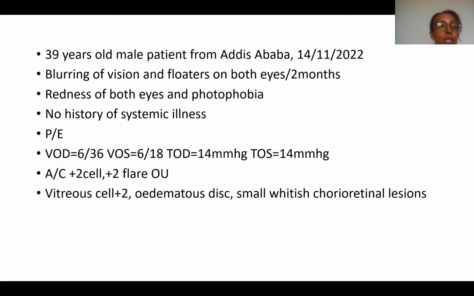On physical examination, the visual acuity in the right eye was 6/36, the left eye was 6/18, and intraocular pressure was 14 millimeters of mercury in both eyes. The pertinent finding in his eyes: he had class 2 cell and class 2 flare in both eyes in the anterior chamber. He had also class 2 cells in the vitreous in both eyes, edematous disc. There were also small whitish chorioretinal lesions which were located inferiorly in both eyes.